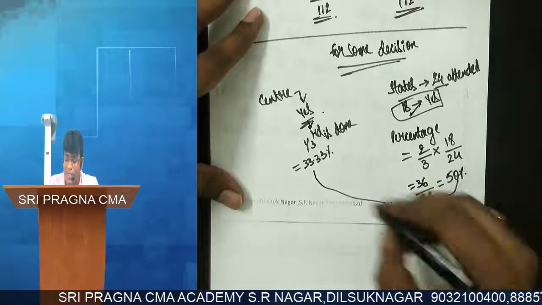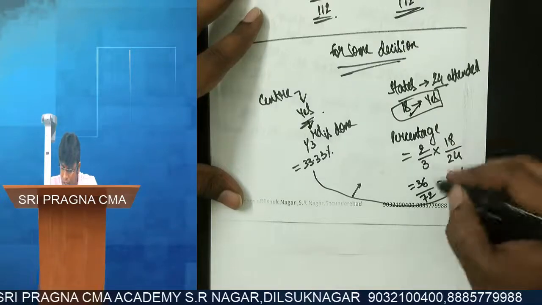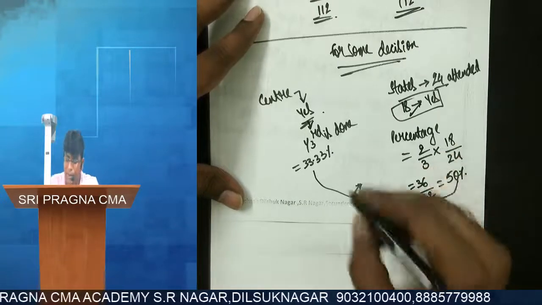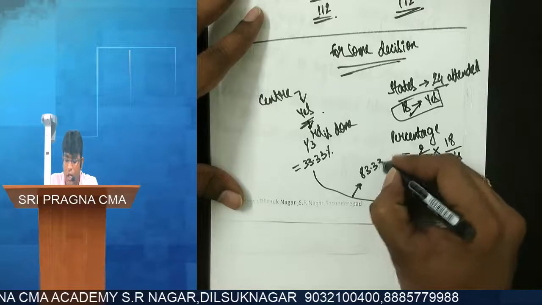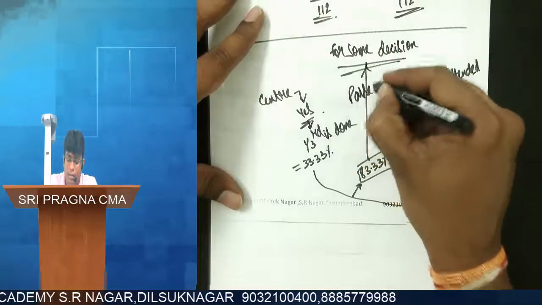Now 50 plus 33.33, total? Tell me. 83 point something. Resolution is passed.